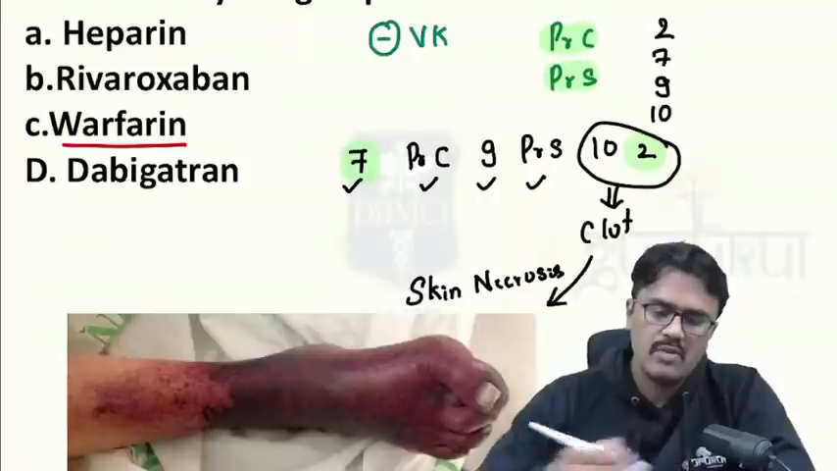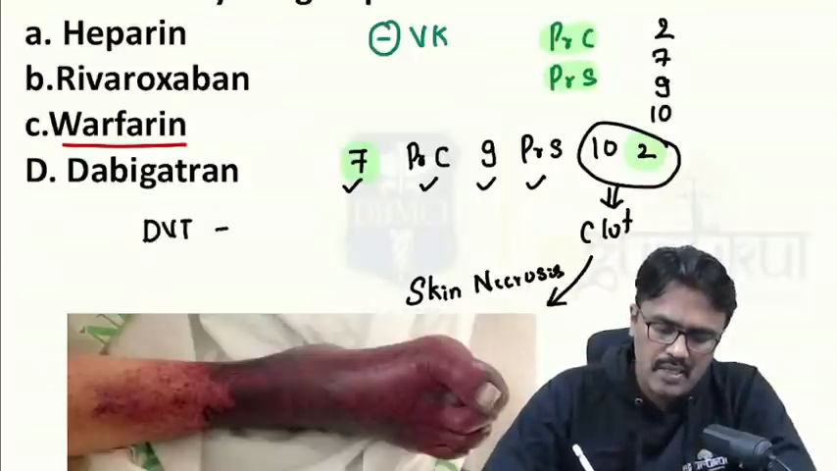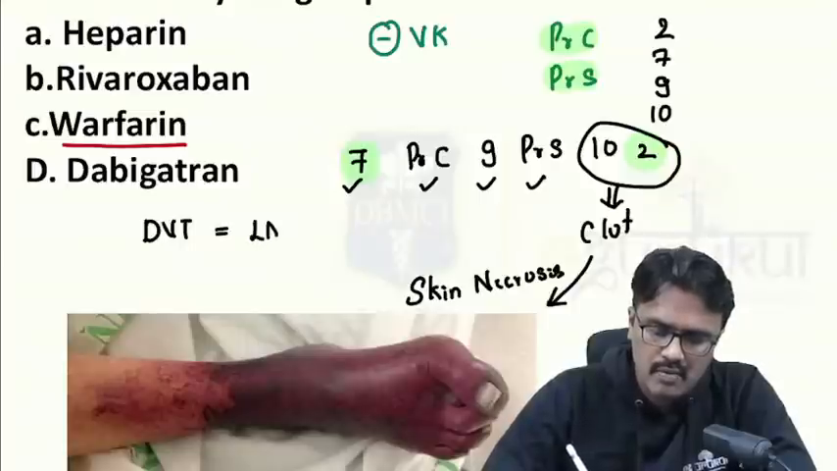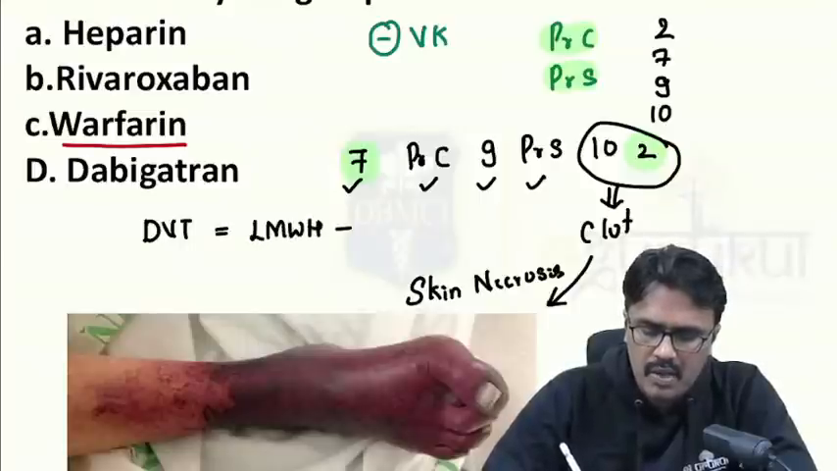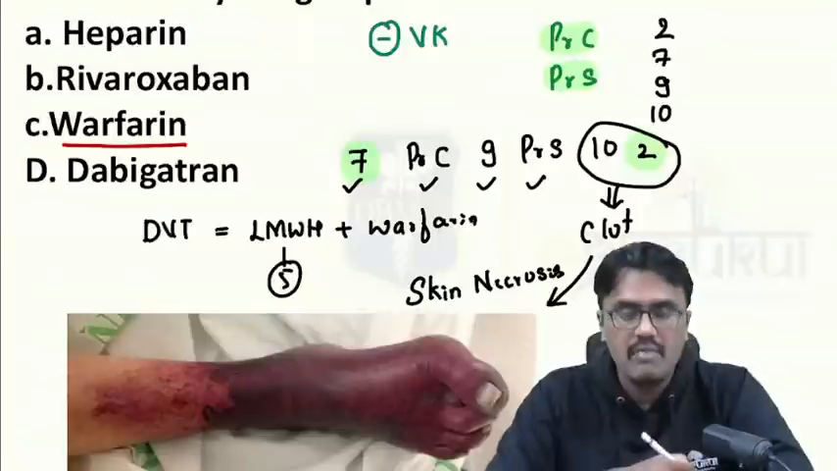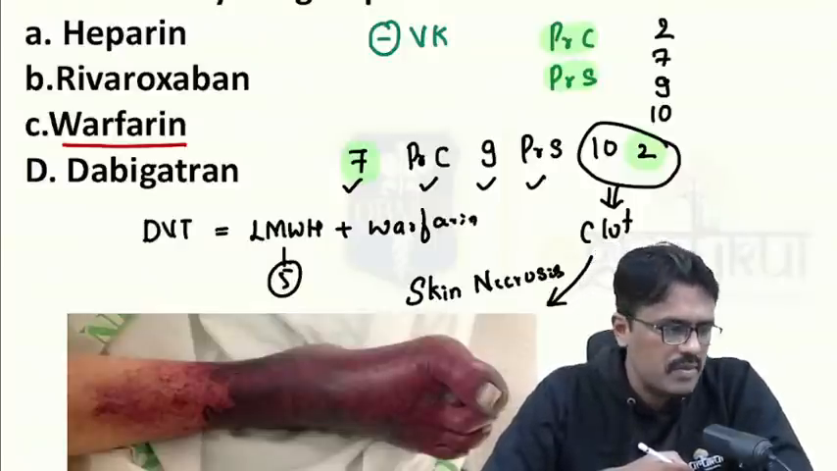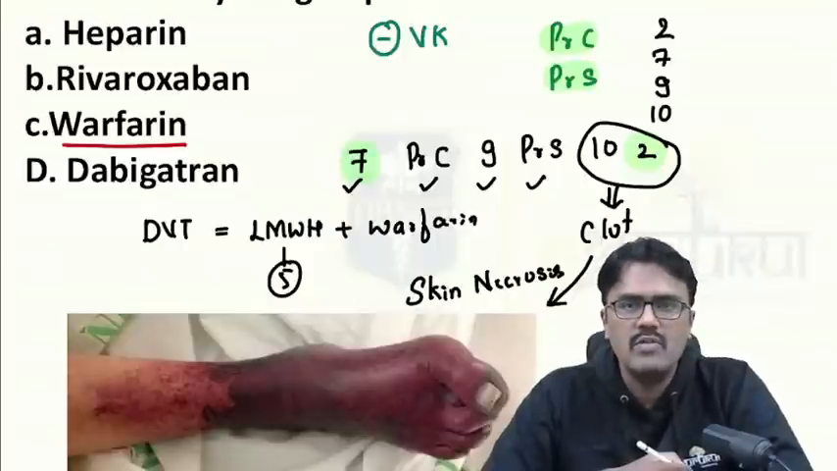To prevent this, whenever we are starting a patient on anticoagulation for DVT, you have to start with heparin or low molecular weight heparin plus warfarin. It has to be continued for 5 days to avoid this clot formation, and then the injection of low molecular weight heparin can be stopped. So this is what we can do in this case.